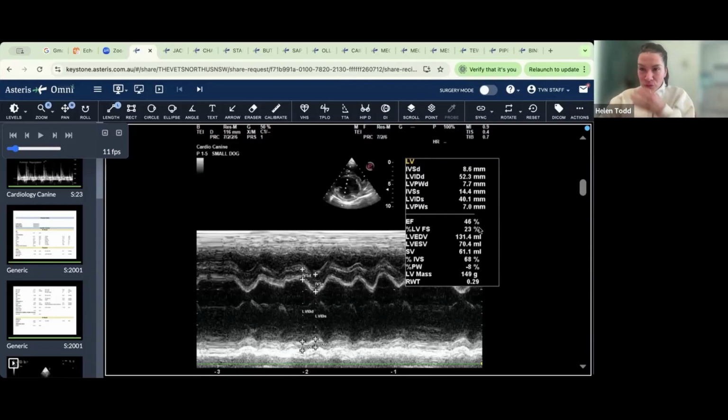What do we mean by fractional shortening? With the difference between diastole and systole and how much of that is reduced. Perfect. So you can absolutely work it out yourself in the difference between how much we're contracting in diastole versus systole as a percentage change in how much that wall moves. And what's normal for a dog?